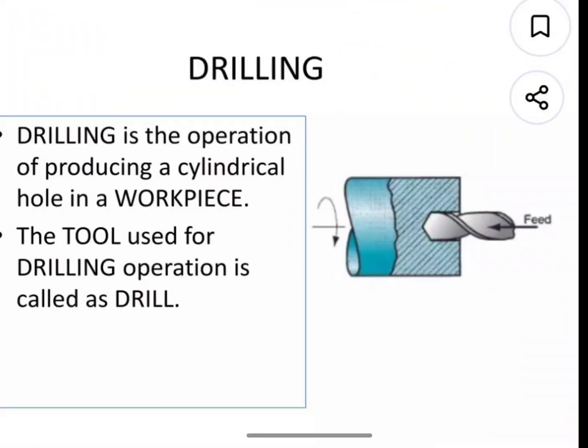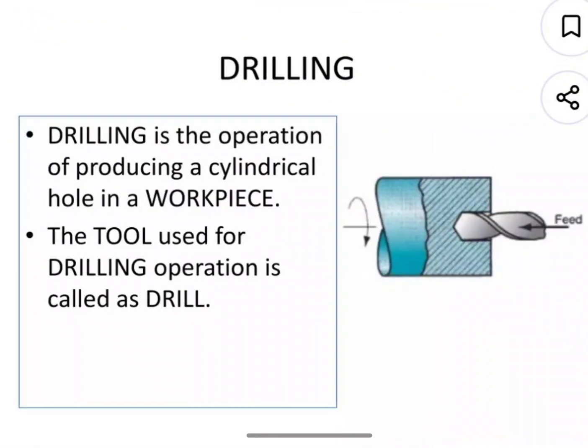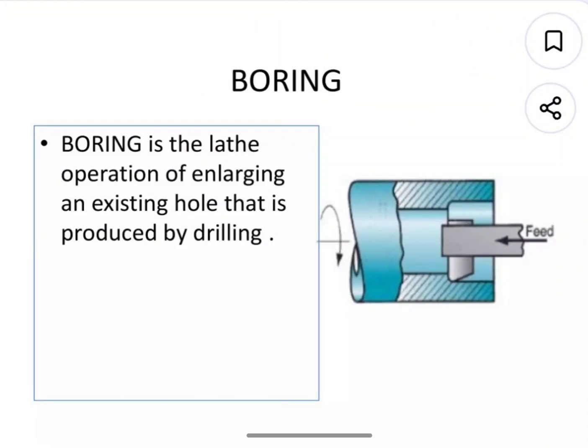Drilling is a precision operation that produces a cylindrical hole in the workpiece. The tool used for the drilling operation is called a drill. Boring is the lathe operation of enlarging the holes that were produced by drilling.